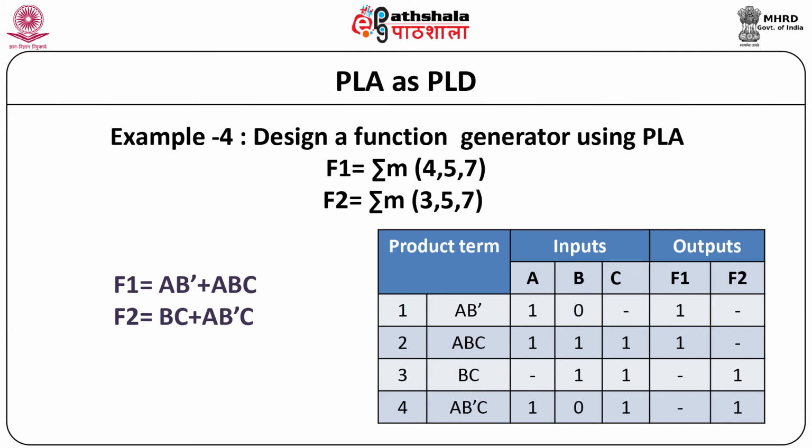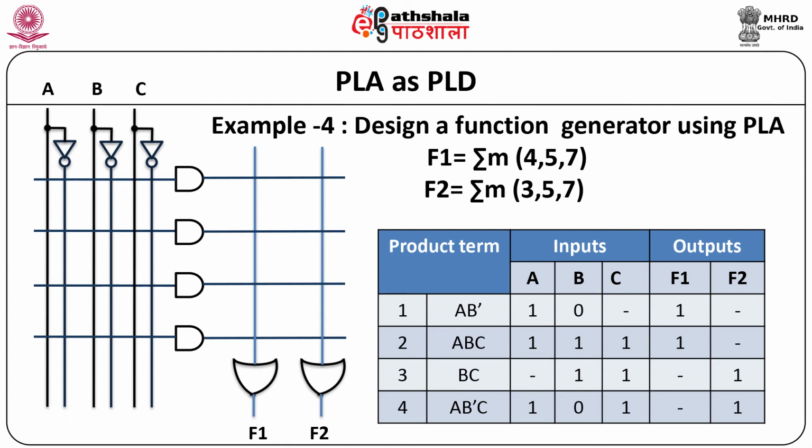First column in the program table is regarding the list of all product terms. The second column is to be filled in by input variable value either 0, 1 or dash. 0 is placed when the variable is active low, 1 corresponding to active high variable and dash corresponding to absence of variable in the product. Let us determine the size of PLA required for implementation. There are 3 input variables, 4 product terms and 2 outputs.